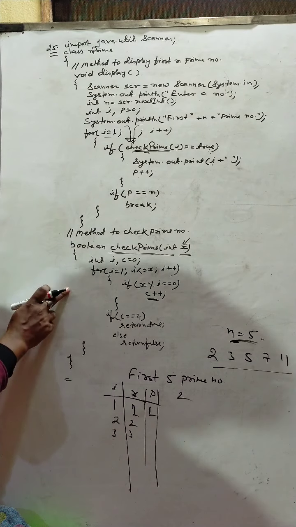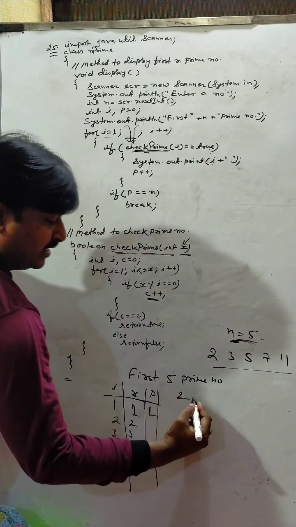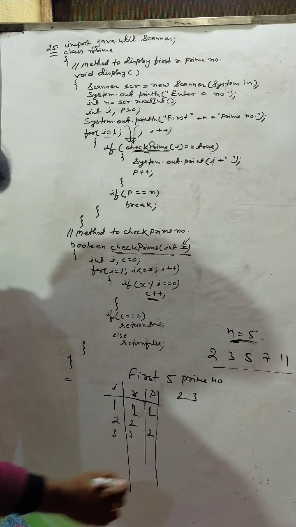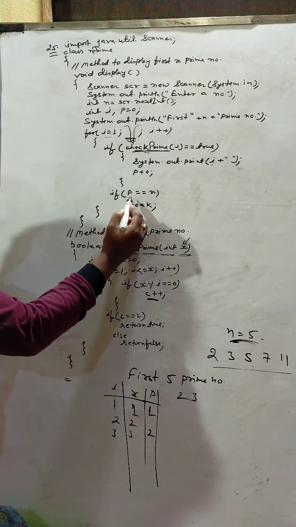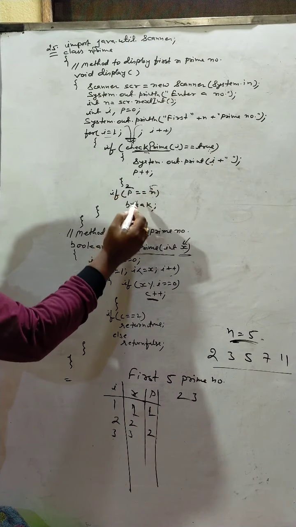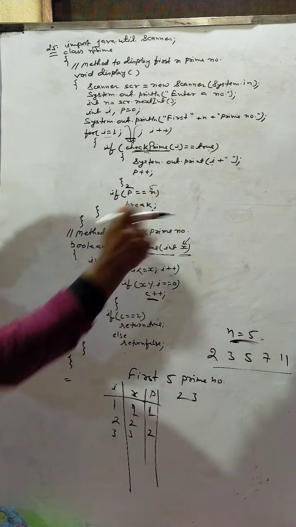So 3 is a prime number, so this time this is true, 3 will be printed and the value of p will be increased. Now the value of p is 2. Again, if p equal to n, the value of p is 2 and the value of n is 5. So this time also this condition is false, the break will not execute.